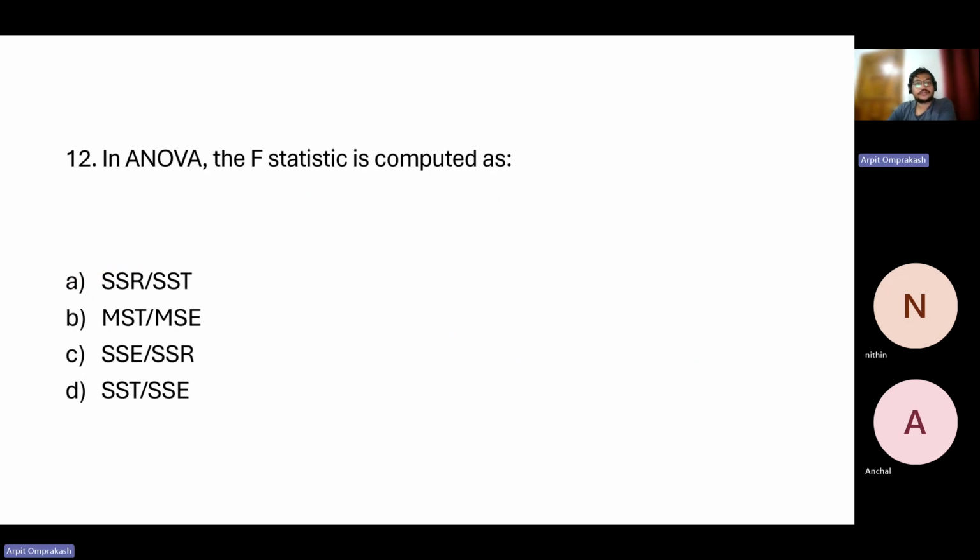Next question is, in ANOVA, the F statistic is computed as, so in ANOVA, if you look back, the F statistic is computed as MST by MSE, which is mean square total divided by mean square of error. So the answer will be option B. This is basically the F statistic. Based on this value and the value that we get from a table, we decide whether the test that we have done is significant or not, whether the results that we are getting are significant or not.